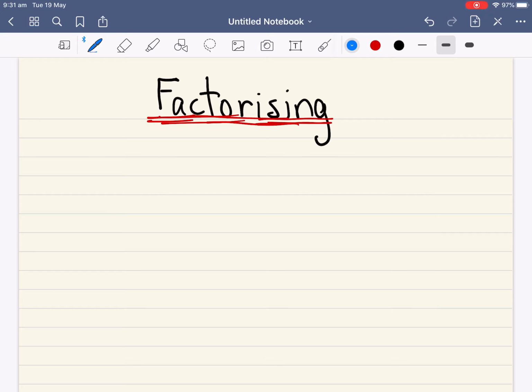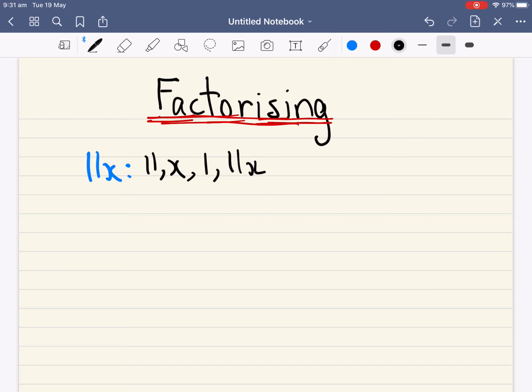Okay, so in the previous video, we covered factors, right? So if you had a random term, let's say, for example, 11x, and we had to write down the factors of 11x. So in this case, it would be 11 and x, 1 and 11x.